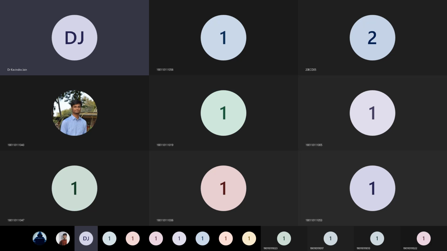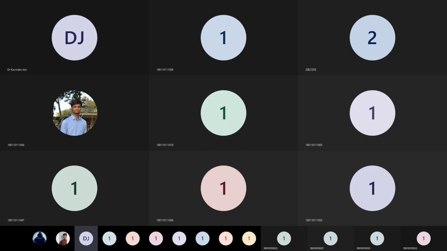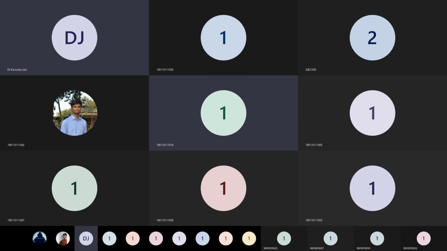So what is it in decibels? 20 log absolute of V0 upon V in. How much will it be? 6.02. Correct. Okay, now let us do it for F is equal to 100.